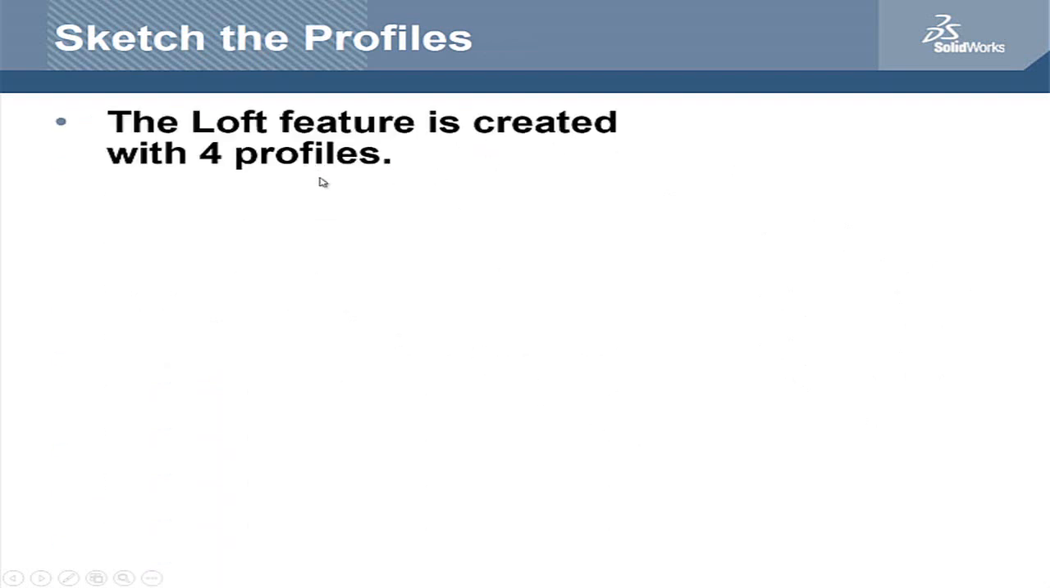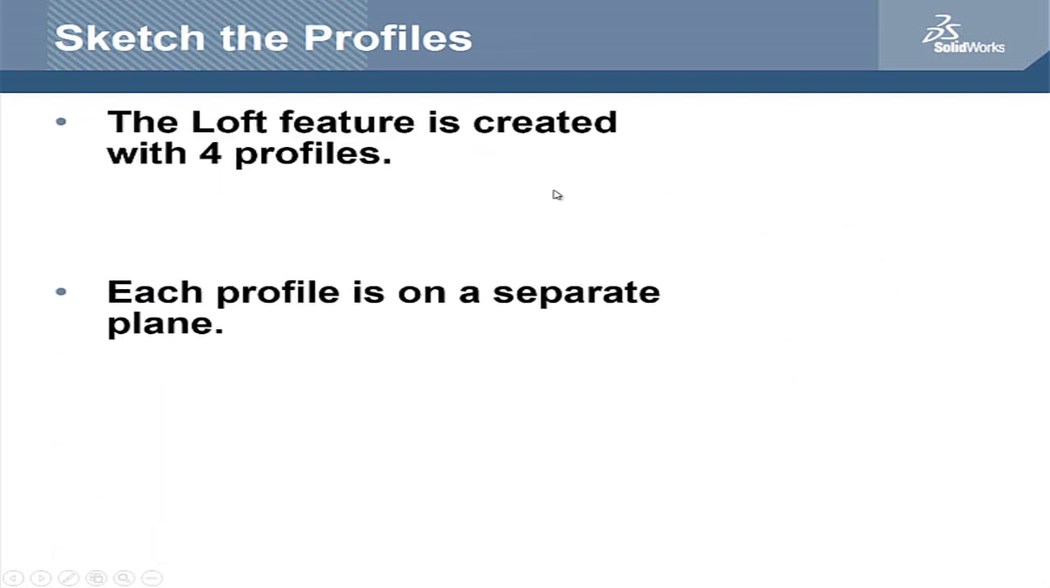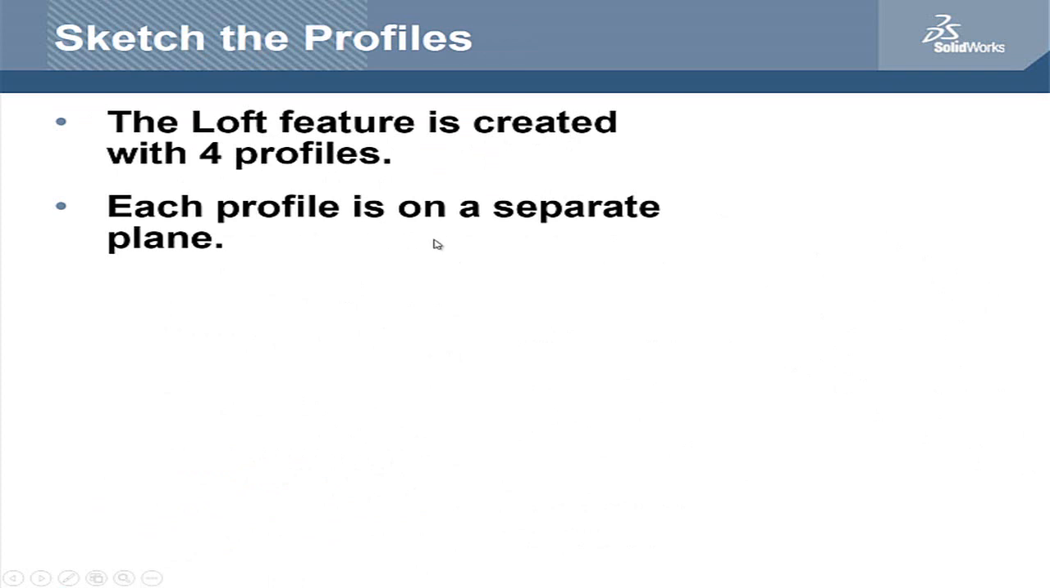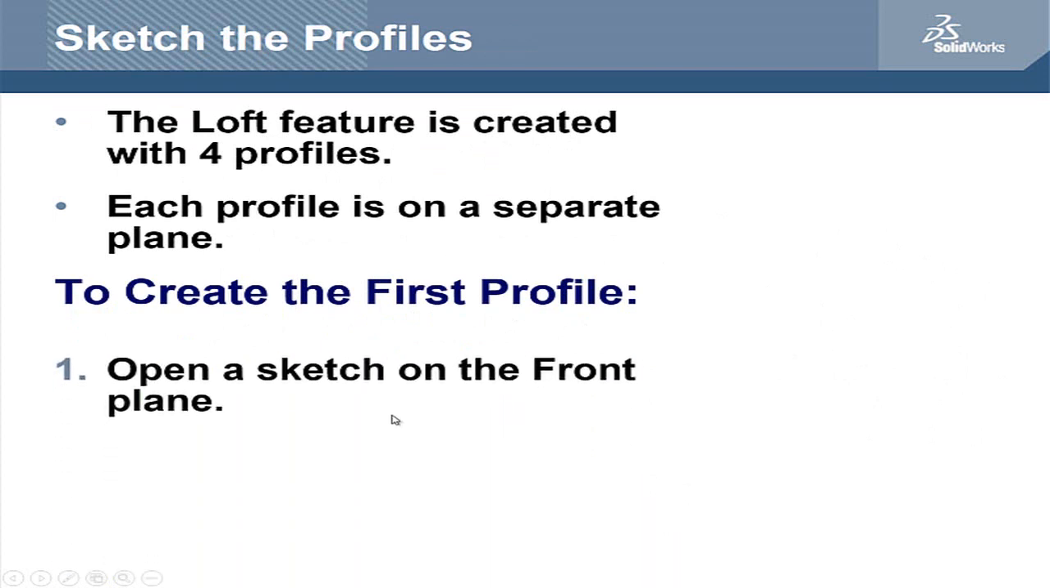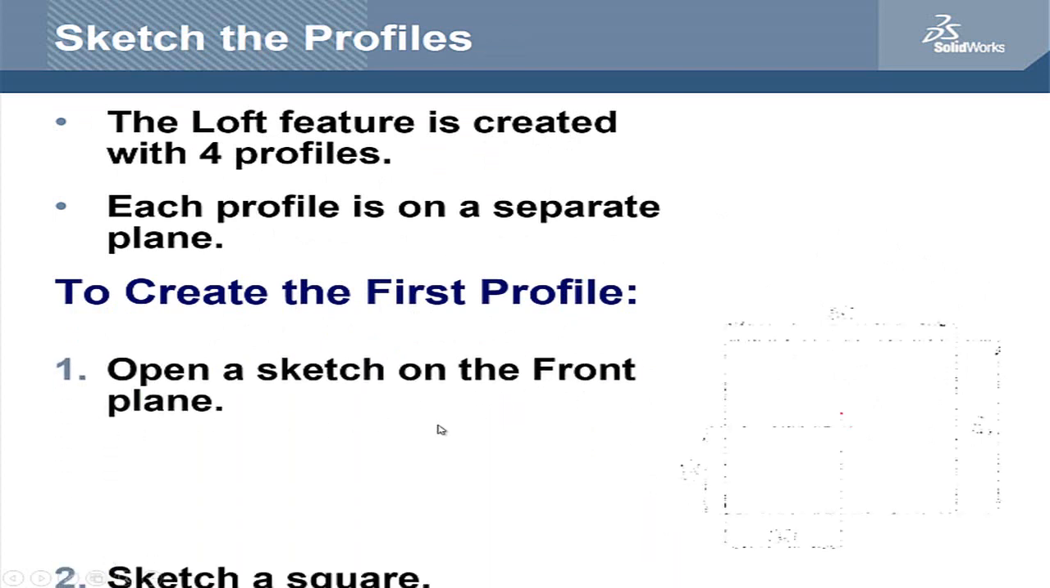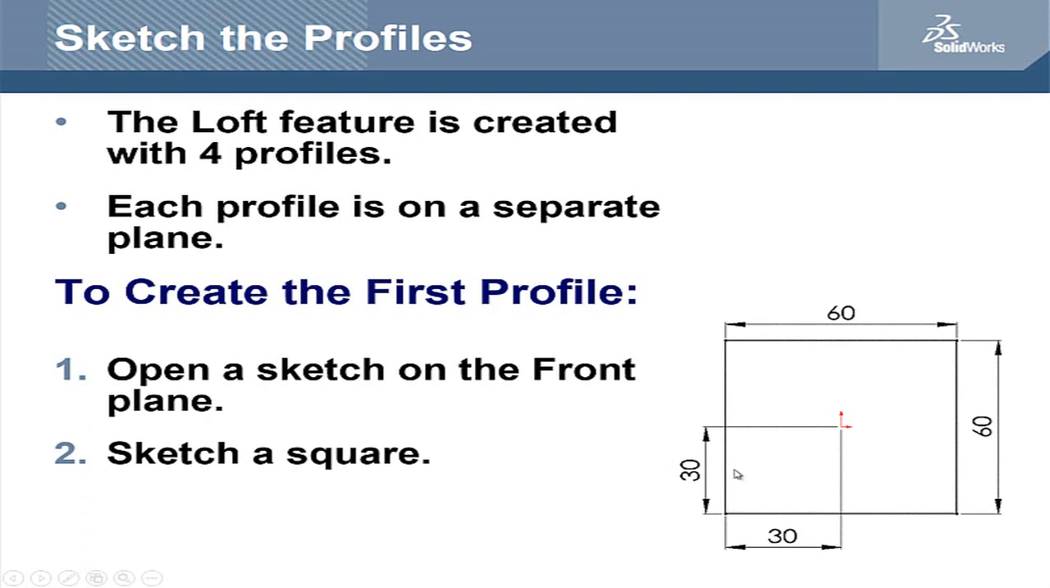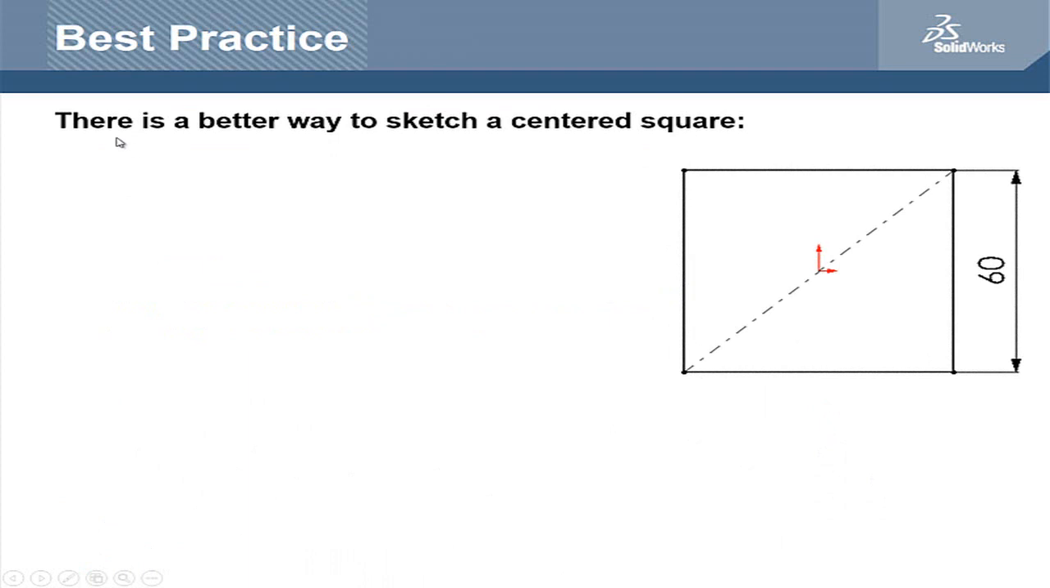The Loft feature is created with 4 profiles. Each profile is on a separate plane. To create the first profile, open a sketch on the front plane and sketch a square. That square should be 60 millimeters by 60 millimeters, or half is 30 for half of a line. And then exit sketch. There is a better way to sketch a centered square.